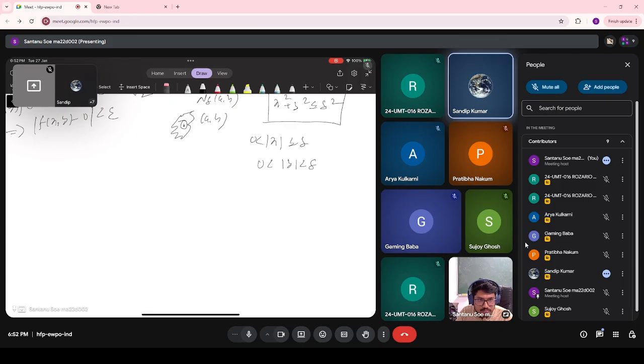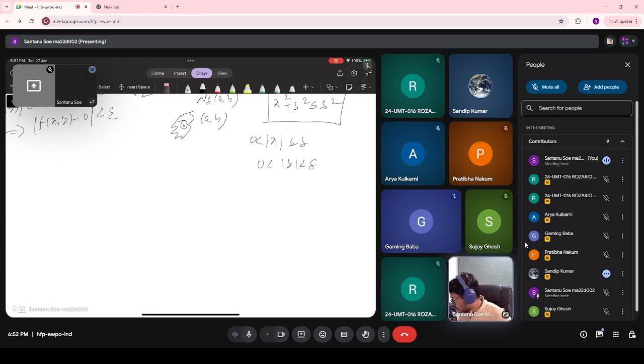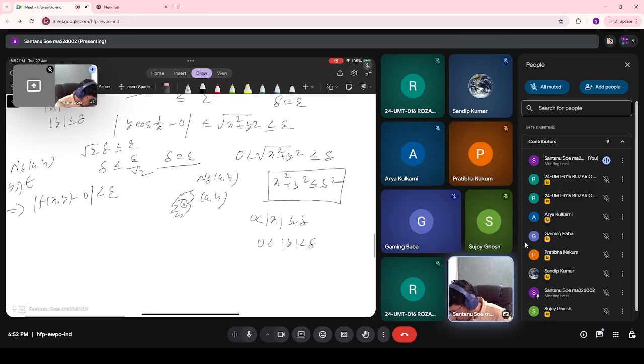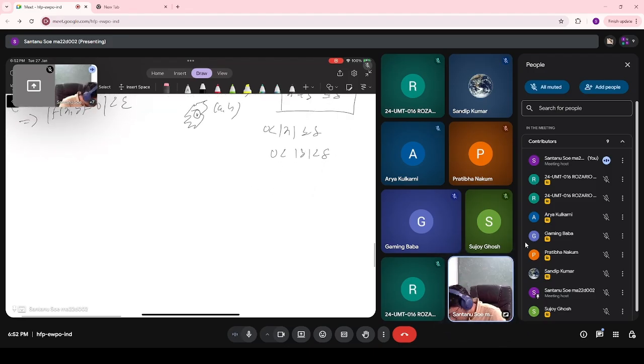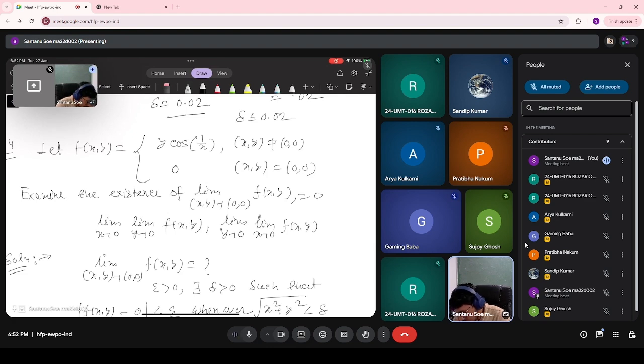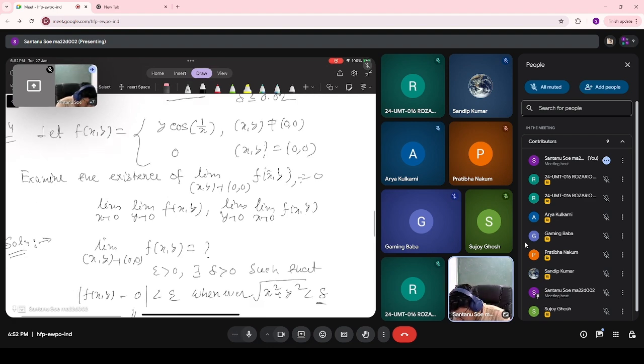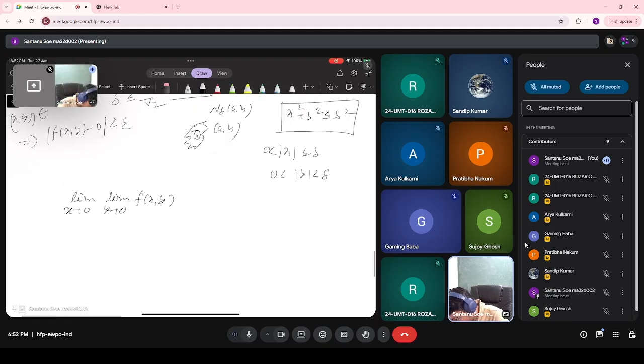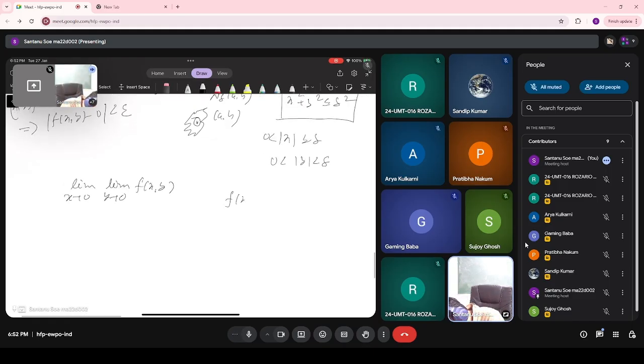Got it. Okay. The next question is: does this limit exist? Limit x tends to 0, limit y tends to 0, f of x comma y. Right. So now here we can see that these are called separated limits. So here f of x comma y is y cos 1 by x, right? So I'm writing the function here again.